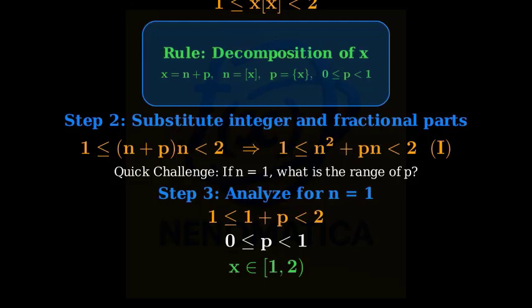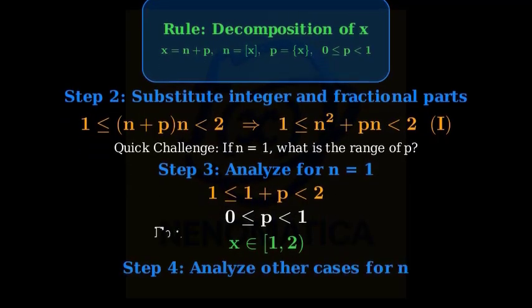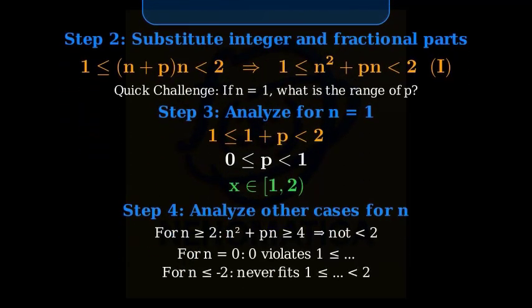Step 4. Analyze other integer values for n. For n greater than or equal to 2, n squared is at least 4. So n squared plus pn is at least 4, which cannot be less than 2. For n equals 0, the middle becomes 0, violating 1 less than or equal to 0. For n less than or equal to negative 2, the values exceed or equal 4 and cannot satisfy the strict upper bound. Thus, no solutions arise in these cases.